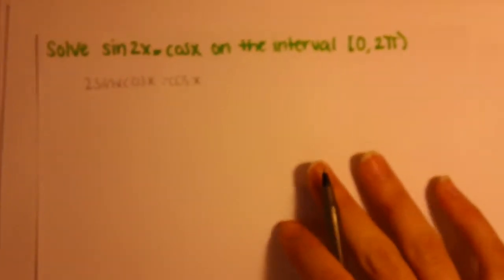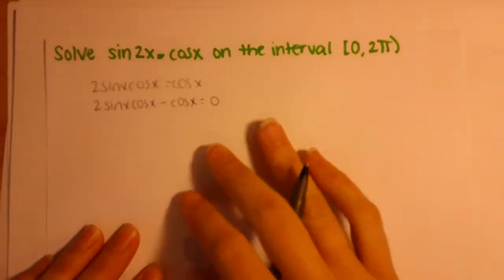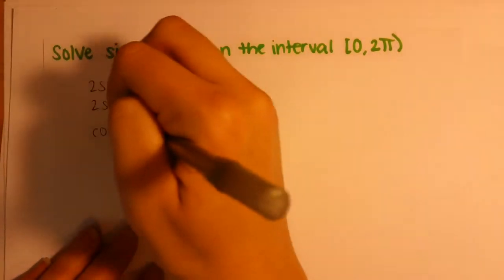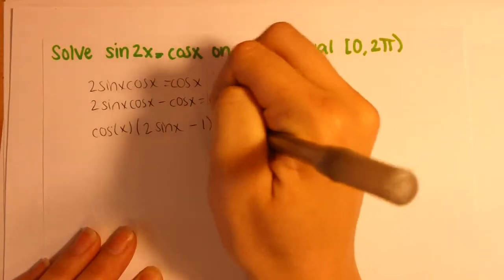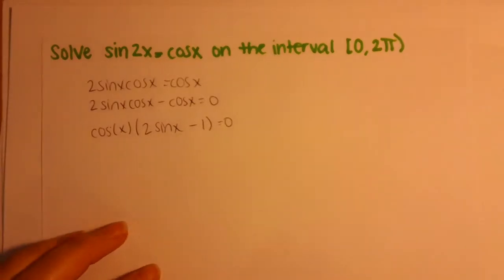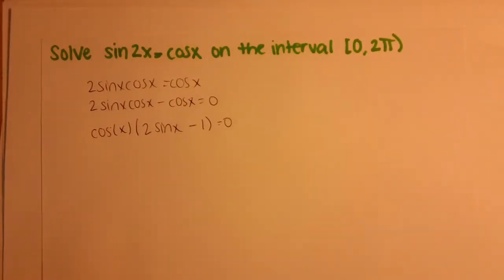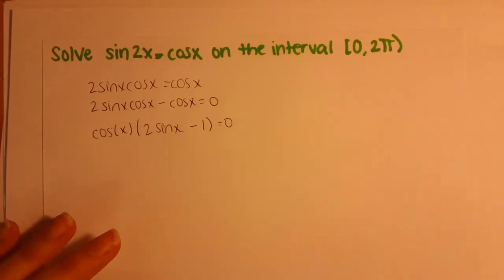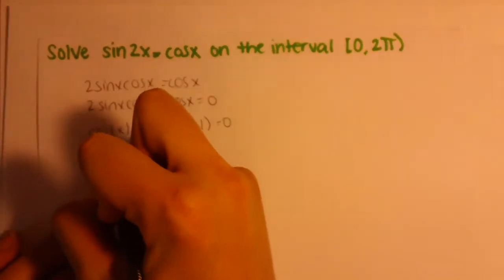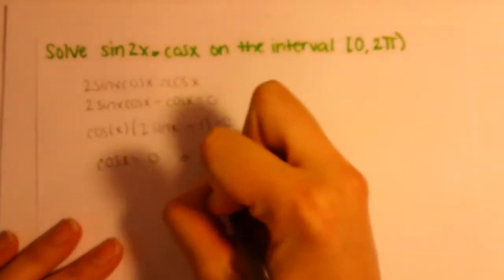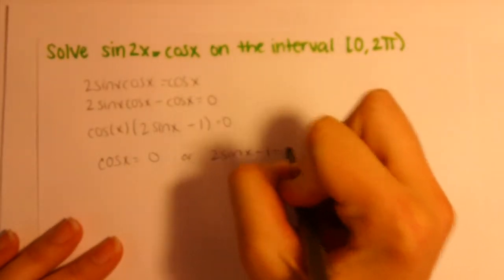Now I can subtract cosine x from each side, so I'll have 2 sine x cosine x minus cosine x equals 0. Here I can factor out a cosine x, so I have cosine of x times 2 sine x minus 1 equals 0. And then from here, like we used before in solving trig equations, I can use my zero product property. I have cosine of x equals 0 or 2 sine of x minus 1 equals 0.